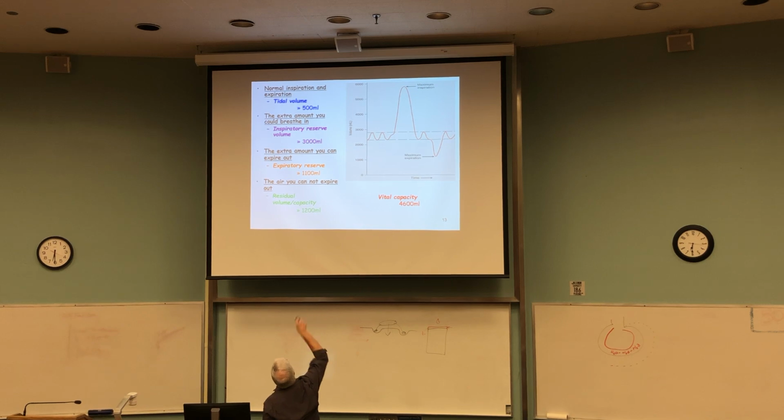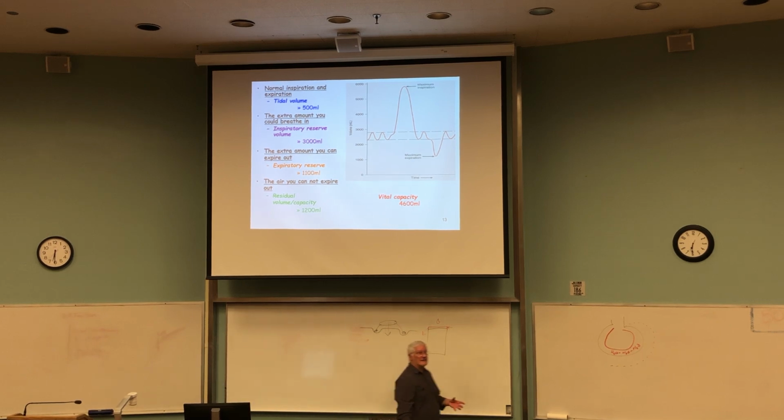Well, if inspiratory reserve is the amount of air you can breathe in additionally above tidal volume, then what's going to be expiratory reserve? The amount of air you can push out past normal expiration. And notice how little that is compared to inspiratory reserve. It's 1/3 of that value, actually.